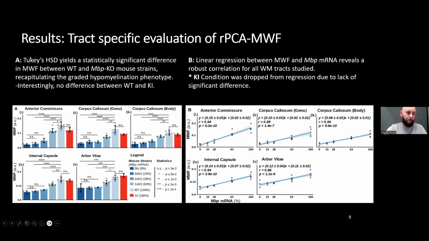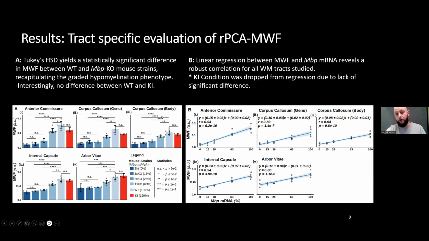So if we apply these parcellations on our entire cohort of mice, through using ANOVA, in this case Tukey's HSD test, we see a statistically significant difference between wild type and these progressively hypomyelinating animals. But interestingly, no additional myelin water fraction is observed for the putatively hypermyelinating knock-in, which is interesting because this essentially suggests that there are post-translational or transcriptional mechanisms that decrease the MBP product and don't participate in myelin elaboration.